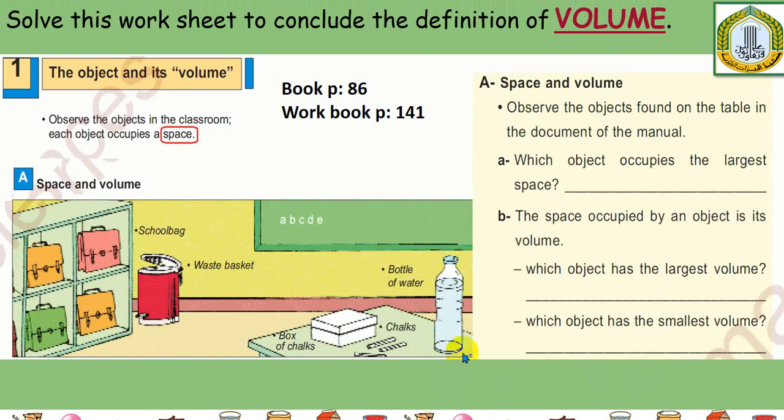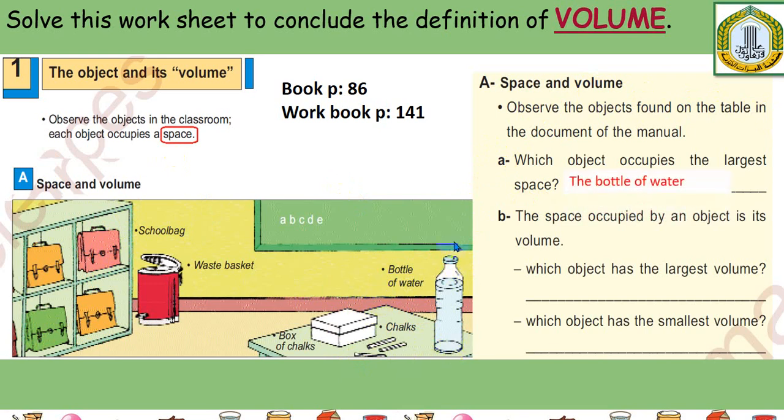So let's see, what do we have in the figure? Excellent, we have a school bag, a waste basket, box of chalks, and a bottle of water. And in the workbook, they are asking us different questions about this document here. So, which object are they asking us occupies the largest space? Look here, you have to look at the table. They are asking us not in the whole room, but at the table. The objects found on the table. So what do you think? It's the bottle of water.